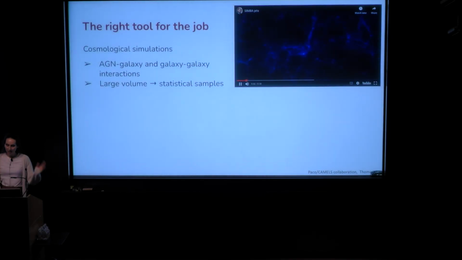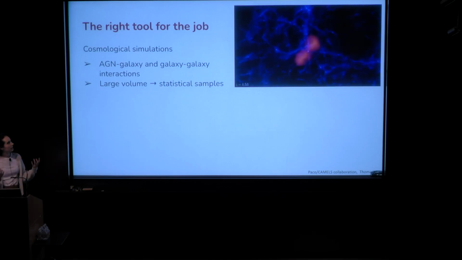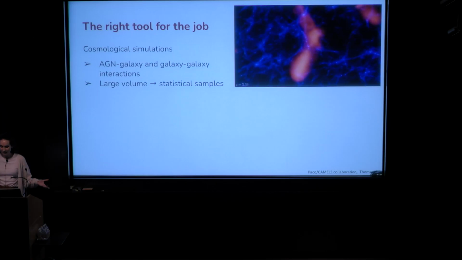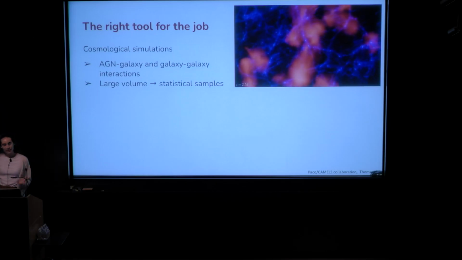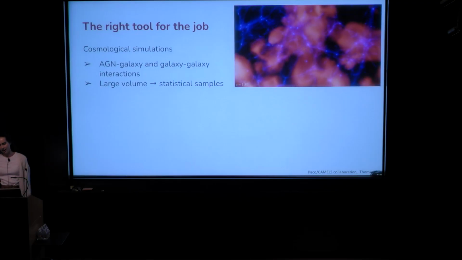So first of all, cosmological simulations. These are the right tool for the job. First of all, because they're big boxes and they're evolving over cosmic time. So that means that we get very, very interesting AGN, galaxy and galaxy-galaxy interactions for a large sample of galaxies. That means that we can get large statistical samples of these sources, and we can start to do statistical comparisons with the large samples that we're getting as observers.